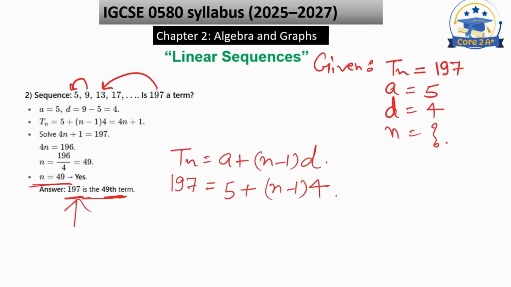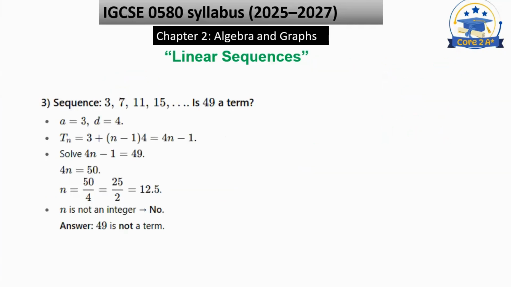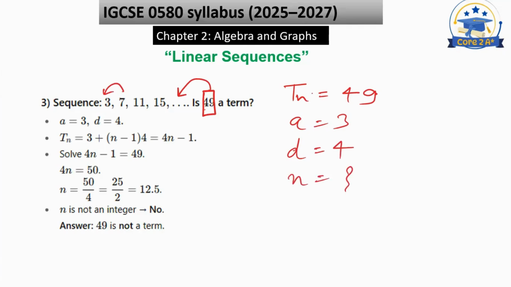Okay, moving to the next. Third question. Again it is asking whether 49 is a term, I mean, will it lie in the sequence or not. So how can we find it? Again here Tn or An is 49. A is 3, common difference, 7 minus 3, is 4. And the position is asked. But here you can see after solving, we are getting n equals 12.5, right?